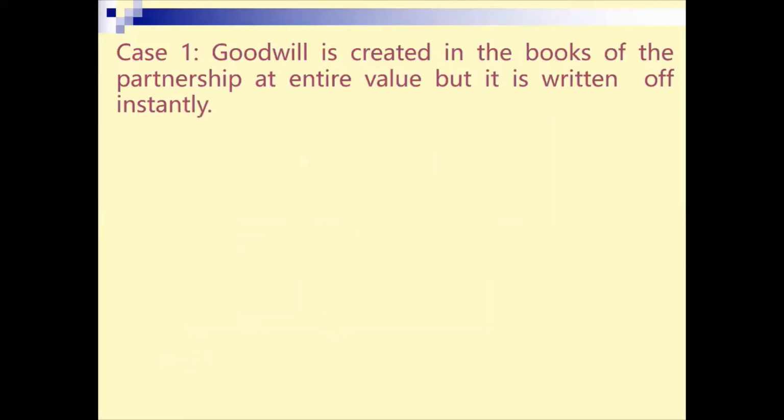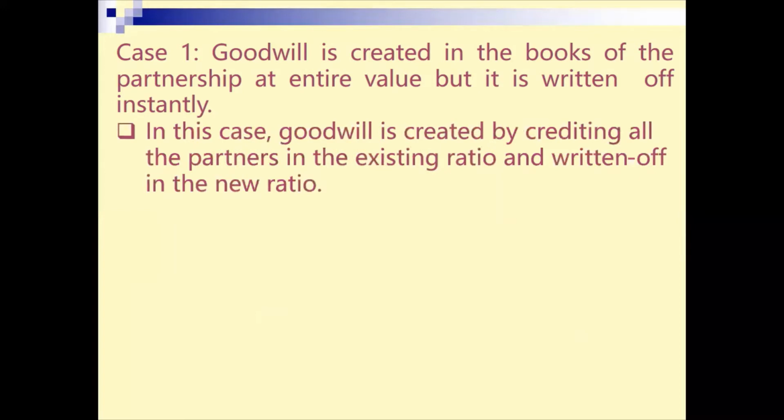The first case is that goodwill is created in the books of account of the partnership at the entire value, but then is written off instantly. In this case, where goodwill is written off instantly, goodwill is created by crediting all partners in their existing profit sharing ratio, and then that goodwill is written off in the new profit sharing ratio. By crediting goodwill in the existing profit sharing ratio, they are sharing the value which has been created.